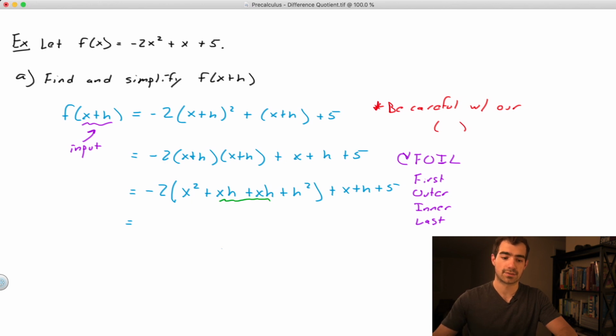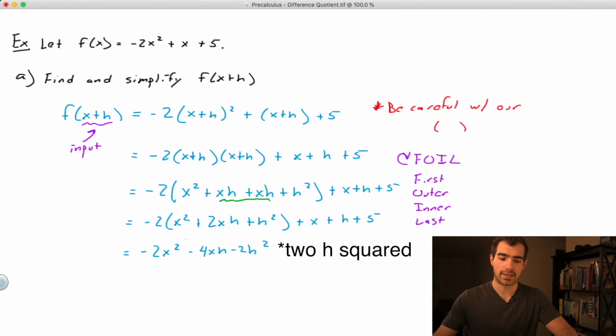2 times xh, and so we have negative 2 times x squared plus 2xh plus h squared, and again carrying down the plus x plus h plus 5, and then we can begin to distribute this negative 2, giving us negative 2x squared minus 4xh minus h squared plus x plus h and plus 5. And now, since we have no more like terms, this would be our fully simplified result.